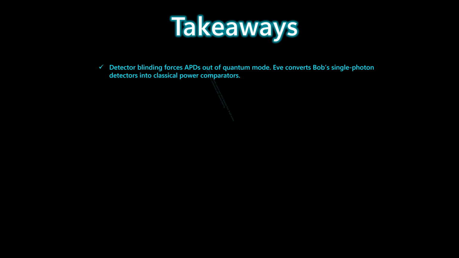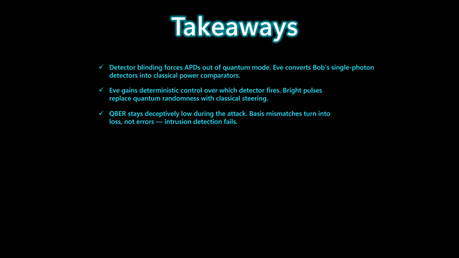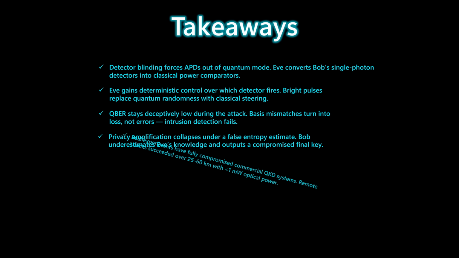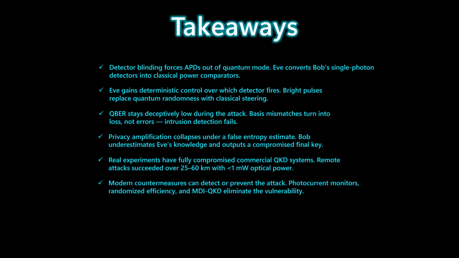Let's wrap up with a summary. Detector blinding attacks work by forcing avalanche photodiodes out of the quantum regime and into classical linear mode. Once that happens, Eve can steer which detector fires using bright pulses, replacing genuine quantum randomness with classical control. During the attack, QBER stays deceptively low because basis mismatches show up as loss rather than errors. Bob has no indication that anything is wrong.